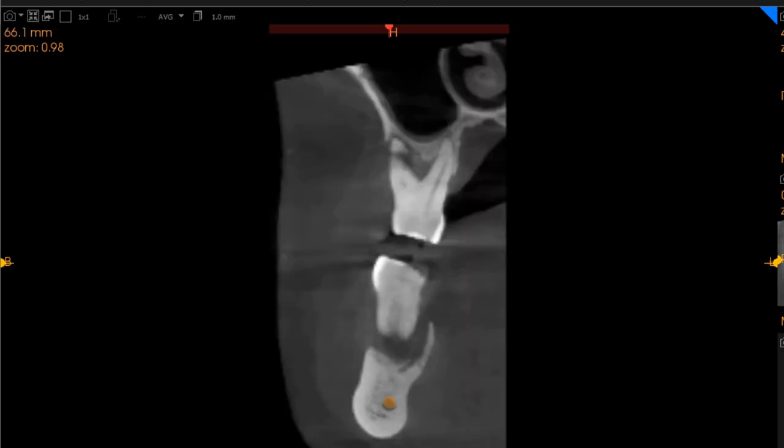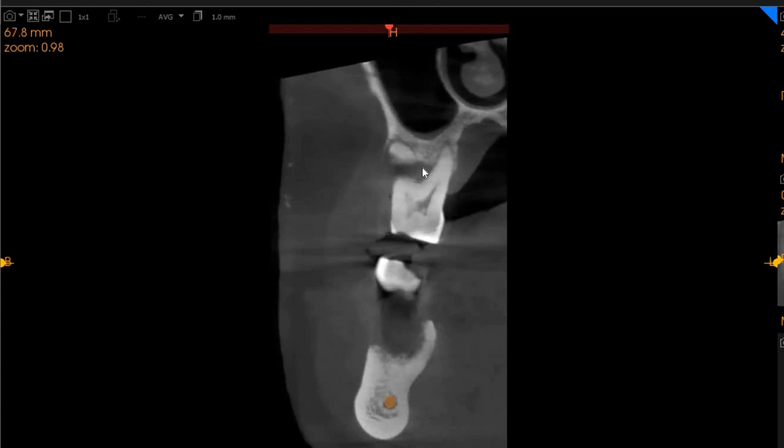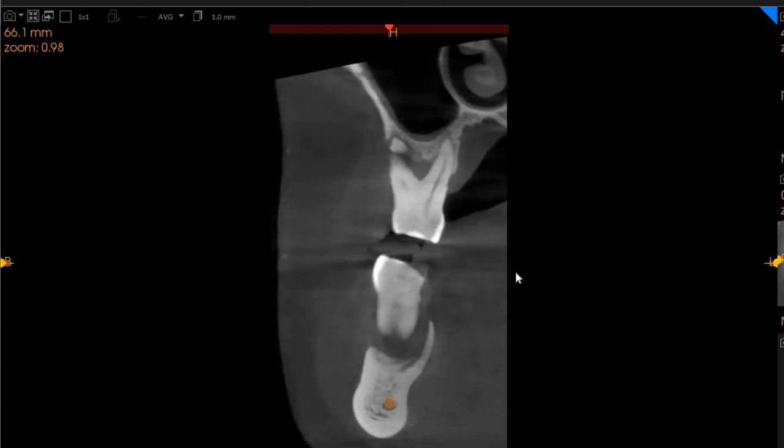Moving to the lower right first molar, you can see significant bone loss. The upper molar also shows very significant bone loss. You've got furcation involvement. So immediate implant placement in these regions is going to be slightly challenging as well.